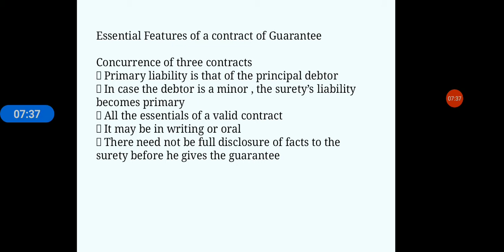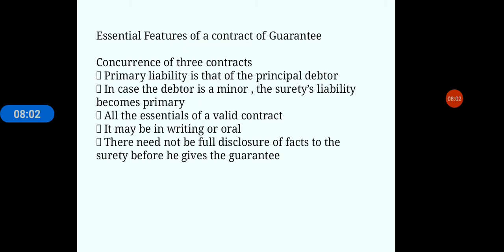The person who is working with the employer, his is the primary liability. In case the debtor is a minor, the surety's liability becomes primary. Suppose a guarantee is given for a minor, then the liability of the surety becomes the primary liability.